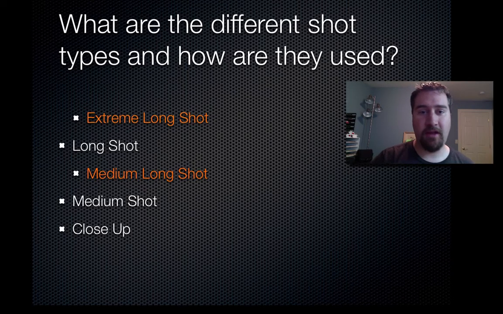Next we have the medium long shot. This accomplishes what both types of shots are shooting for. The long shot wants to establish a setting. The medium shot wants to establish action. And so it combines the two.